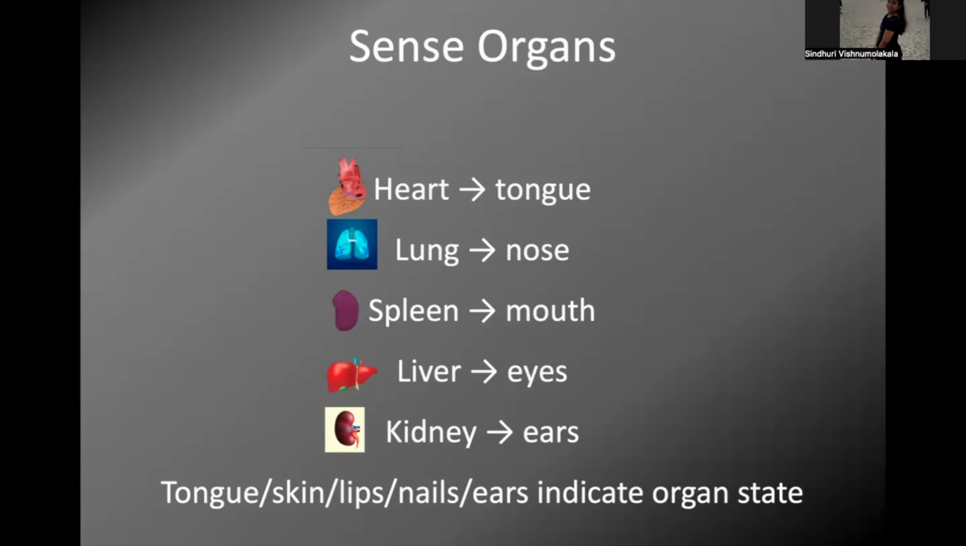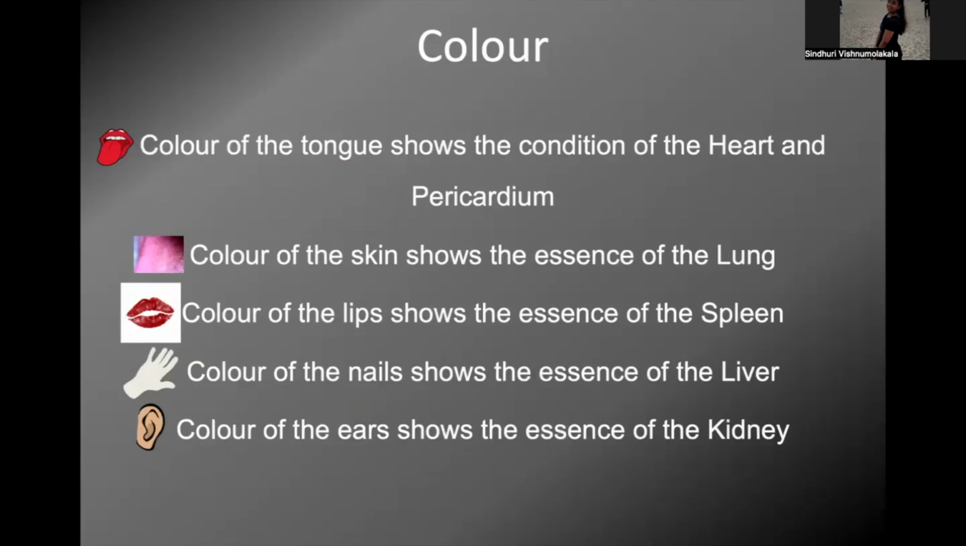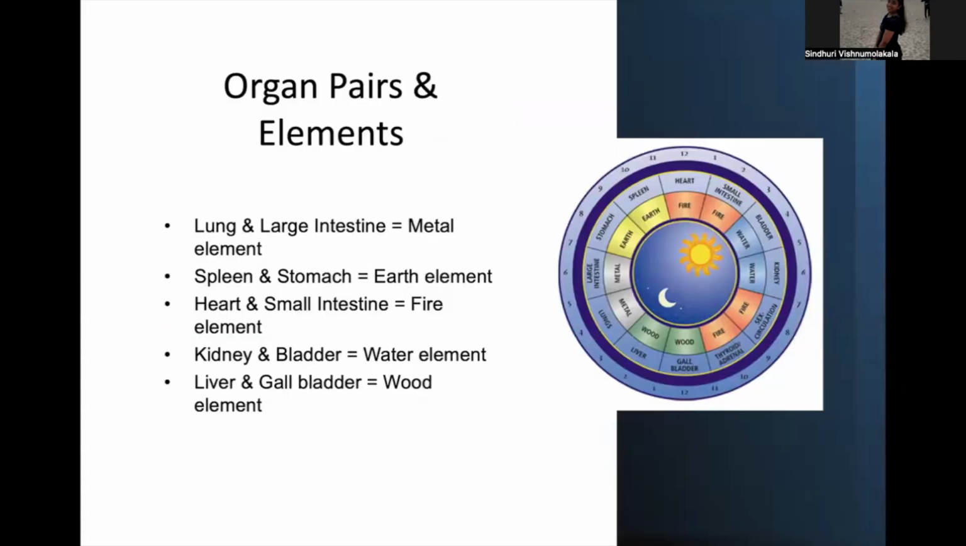So, the tongue, skin, lips, nails, and ears indicate the organ state. The color of the tongue shows the condition of the heart and the pericardium. Color of the skin shows the essence of the lung. The lips show the essence of spleen. Nails show the essence of liver. And your ears show the essence of the kidney.